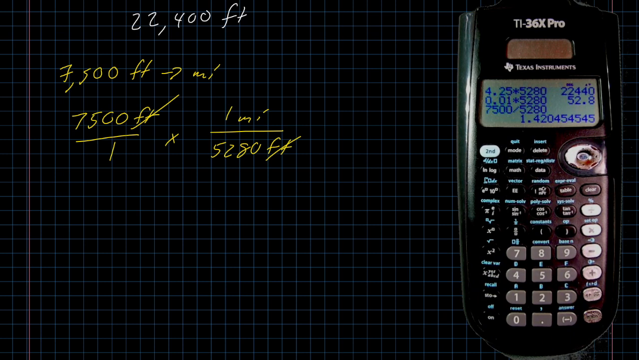I get this ludicrous decimal approximation. I don't want to write all of it out because most of it is nonsense. My initial measurement had 2 significant figures in it, so I'm only going to take the first 2 significant figures and write my converted measurement here as 1.4 miles.